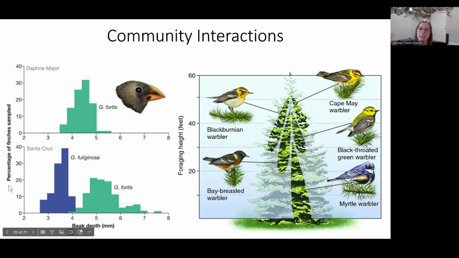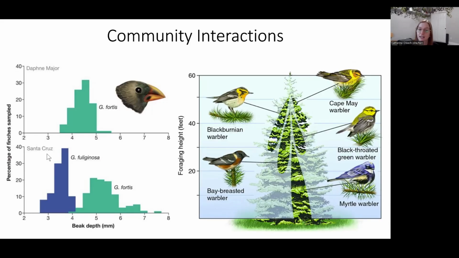Over on the left, this graph is showing us the Galapagos finch. So this is our Galapagos finch here. We have two different islands, Daphne Major, which I showed you a picture of, and then Santa Cruz. And we have percentage of finches sampled and the beak depth. When this one species of finch is alone on an island, on Daphne Major, its range of beak depth goes from 3.5 to 5.5.